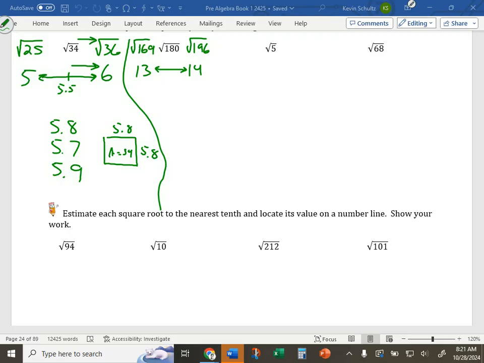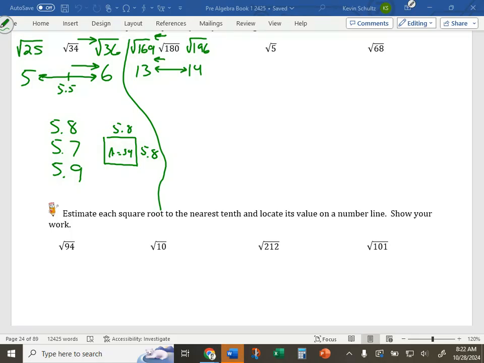Why do we say 14? I said the same thing you said, 13. How can we tell what it's closer to? Wait, no, it's 13. Why is it 13? Because it's only 11 away. 180 is 11 away from 169. How far away is it from 196? 16. So it's closer to 169 than it is to 196, which means it's closer to 13 than it is to 14.